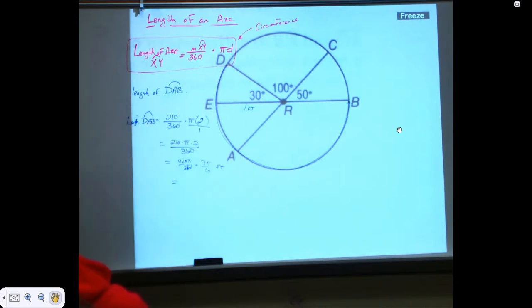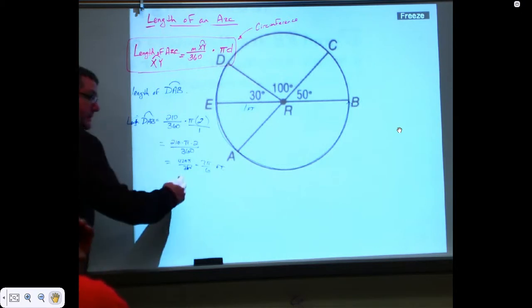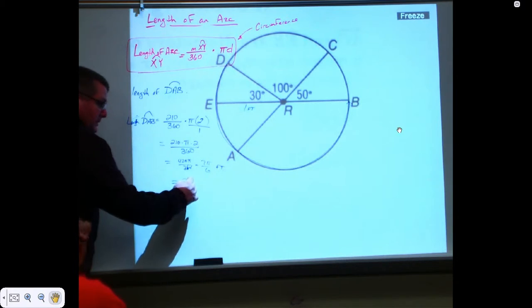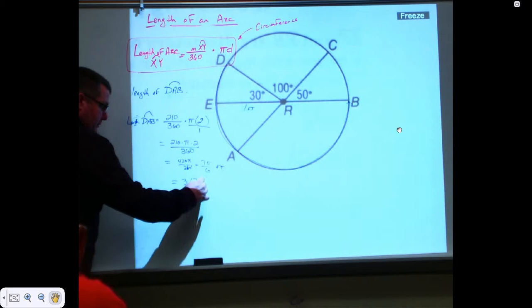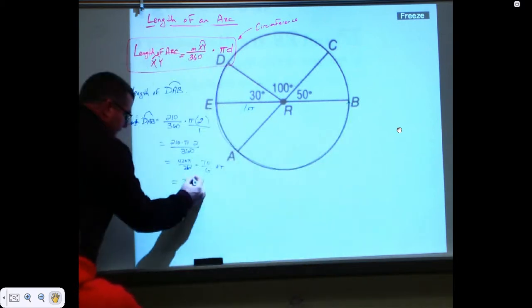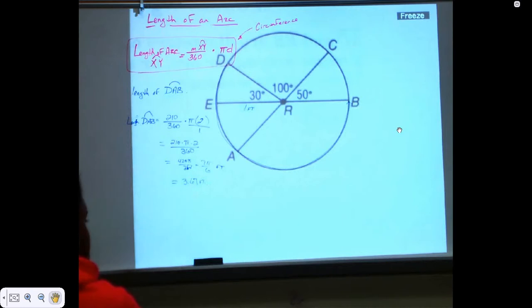Round to the nearest hundredth, how many feet would it be? What you get, Rob? 2 times pi times 210 equals and divided by 360. What do you get as a decimal? Round to the nearest hundredth. 3.67. Is that what you guys got? Yes. So if you walk from here to here, you walk 3.67 feet. In terms of pi, it's 7 pi over 6 feet. Any questions there?